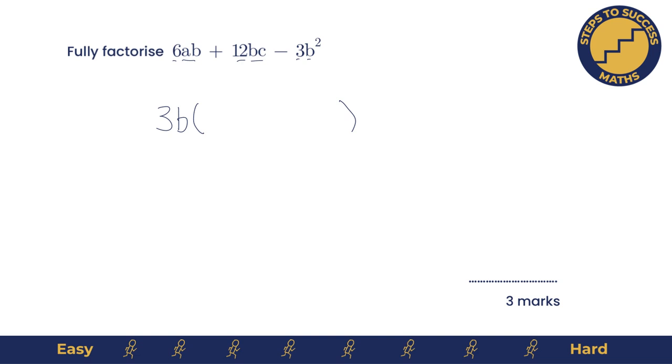So we've got 3b, then open the bracket. So 3 times what will make 6? That's 2. We've already got the b, but we're missing the a. Plus 3 times what will get to 12? So that's 4. We've already got the b, but we're missing the c. Subtract 3. We've already got 3, so we don't need a number. And we've already got a b, but we need a b squared, so we need another b. And then we're going to close the bracket.